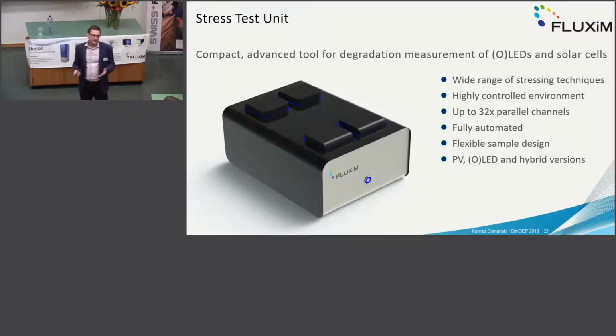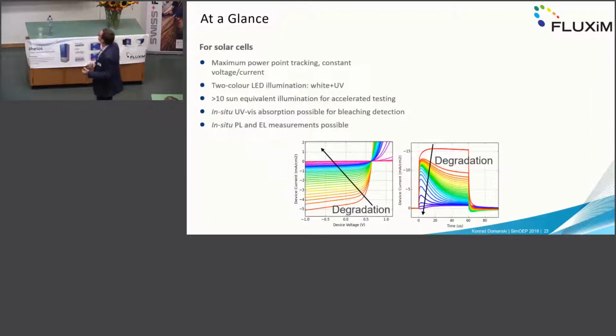We can fit up to 32 devices in this instrument. It's fully automated. The sample design also can take any sample which is up to 2 inch by 2 inch. And we have this instrument in PV, OLED, and also in a hybrid version. So for solar cells, we can stress at any of those conditions.